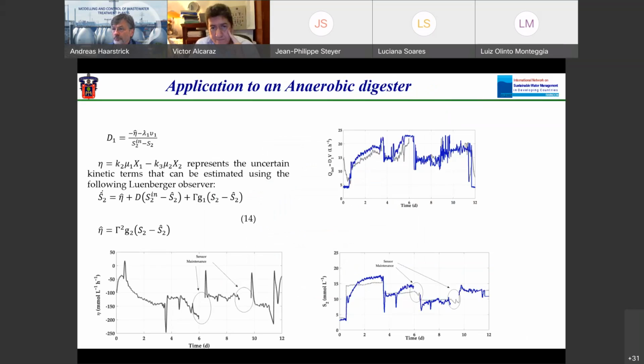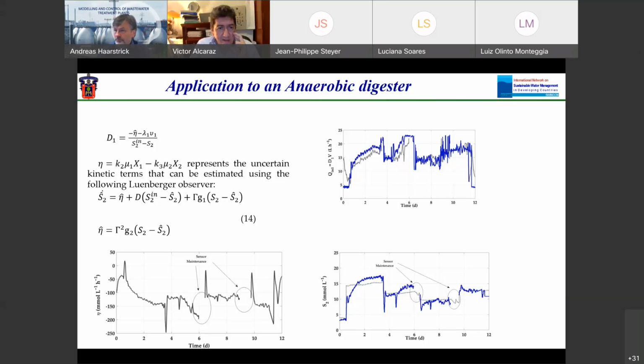At the top of the slide, you can see the control algorithm needed. It is a function of this unknown function representing the kinetics and containing Monod and Haldane kinetics terms. This is the variable that we want to estimate by using the Luenberger observer.